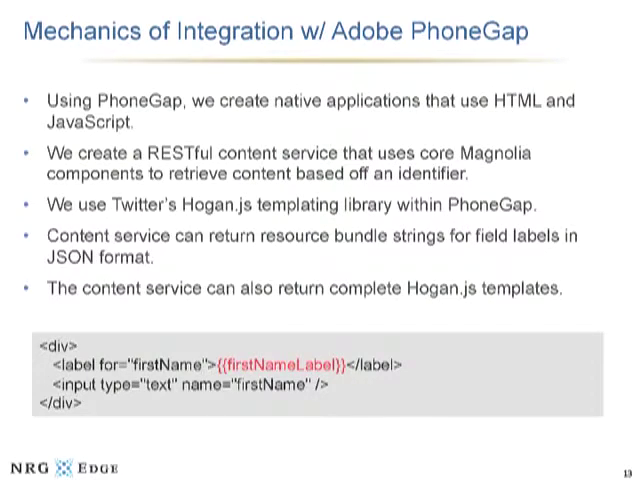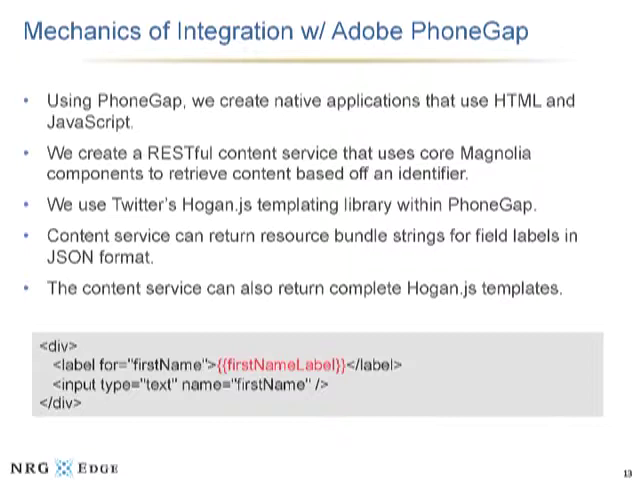Okay, so the mechanics of integration for the native app is really Adobe PhoneGap. It gives us a lot of capability that we don't have to build ourselves. And using PhoneGap, we create a native app that uses HTML and JavaScript. It consumes the data via the RESTful content that uses core Magnolia components, and that's done via an identifier.